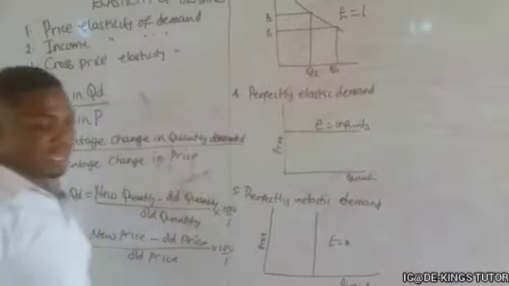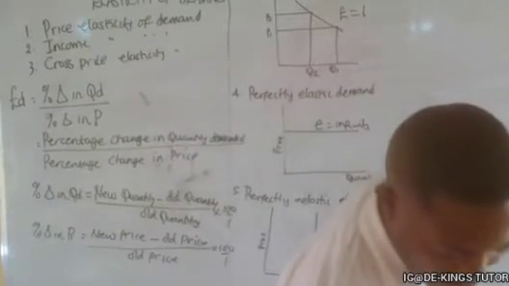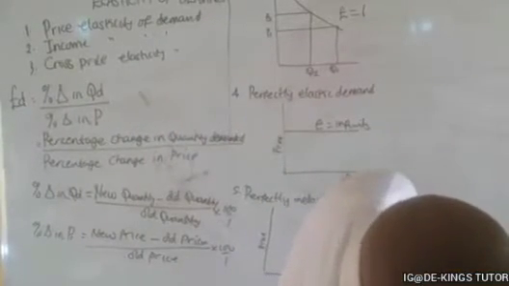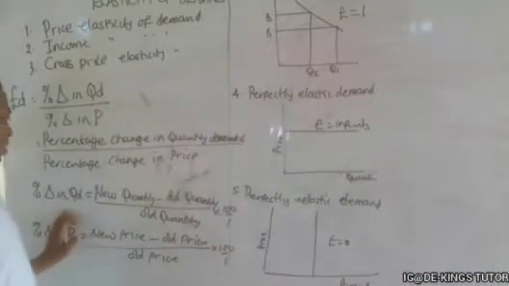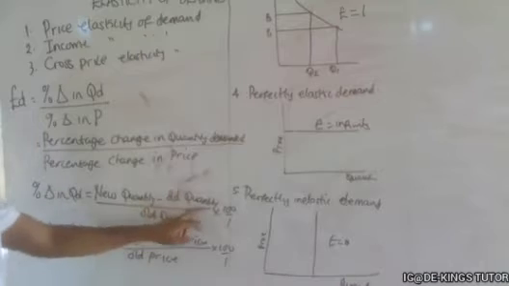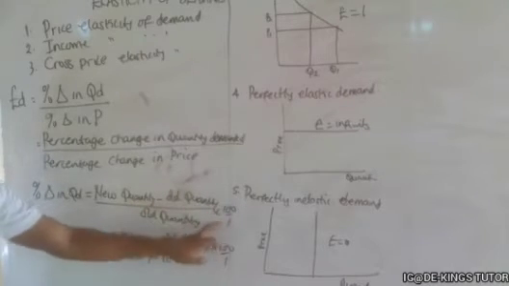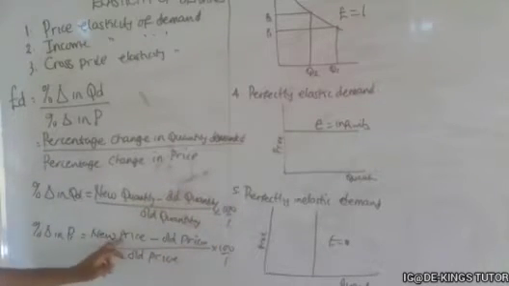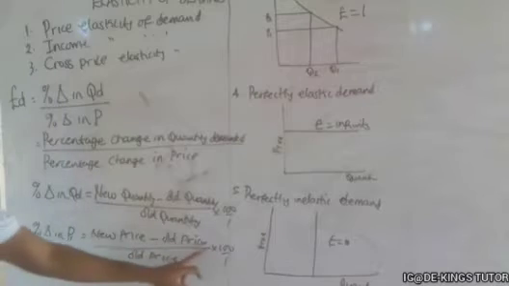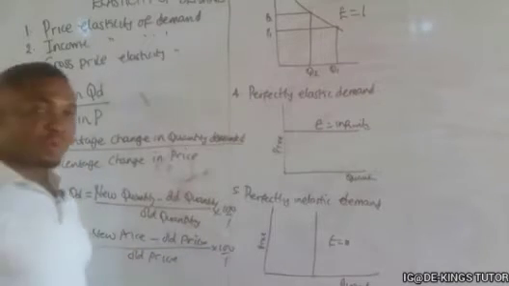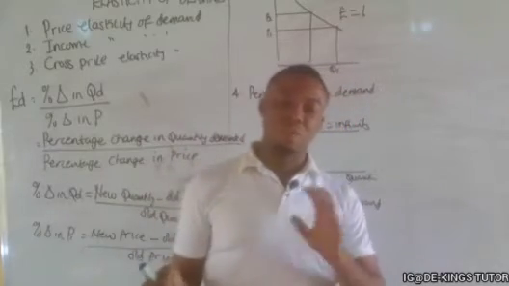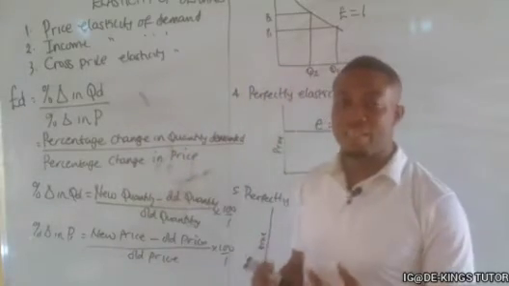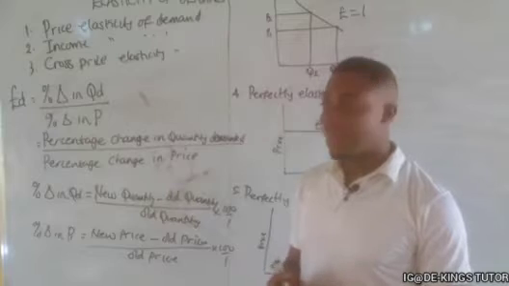So this is basically the formula we are going to use. Percentage change in quantity demanded is the new quantity minus old, divided by old, times 100/1. Percentage change in price is the new price minus old price, divided by old price, times 100/1. So you're going to be given the new quantity and the new price, old quantity and old price.